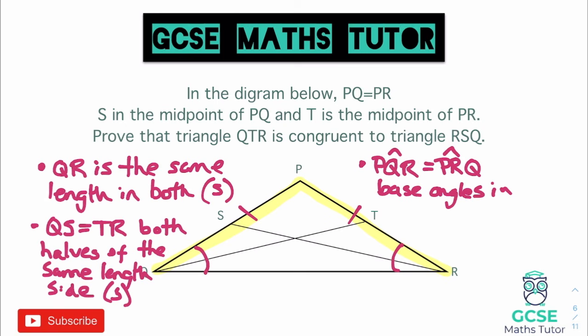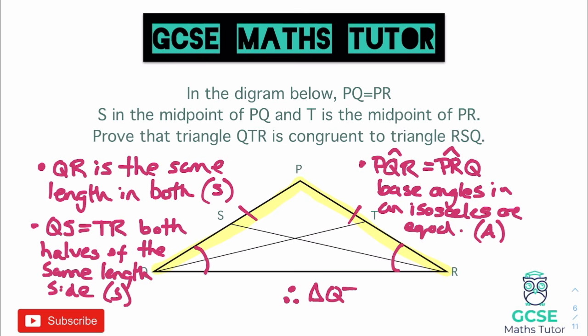And it's quite awkward having to write it all, but very important that you write it all down. So base angles in an isosceles are equal. So we've got our 3 points there, that was another angle. So just thinking about what we have, an angle in between two side lengths. So therefore, triangle QTR is equal to triangle RSQ. And our reason there is because we have an angle in between two sides. So that is going to be SAS. And there we go, that finishes off our question.